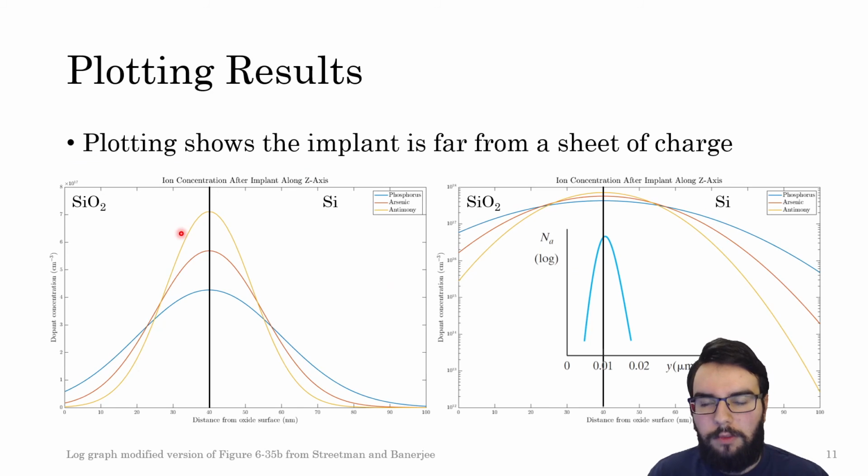So I went one step further and actually plotted the distribution and found the one for phosphorus, arsenic, and antimony. And I found out after finding the log plot that it was kind of a lie when the sheet of charge was described. Well, it shows a sheet of charge, and I actually plotted it 1-to-1 here. That's not the case. It's actually much wider than that. So we have to keep that in mind if we were to actually do this in real life.